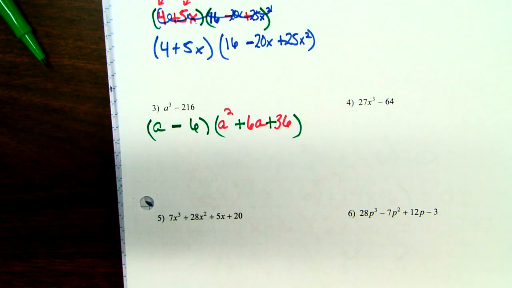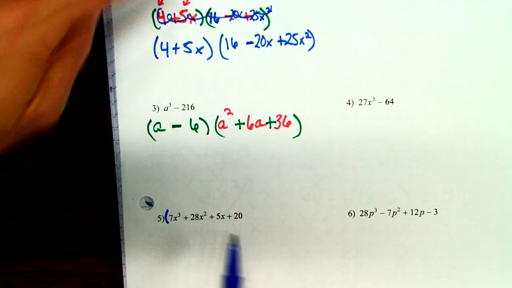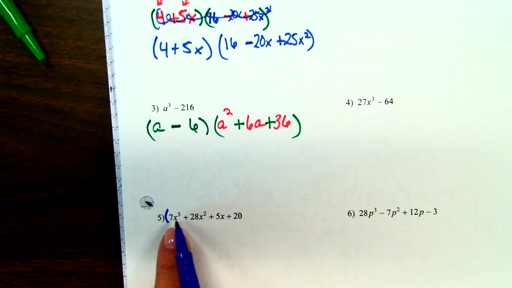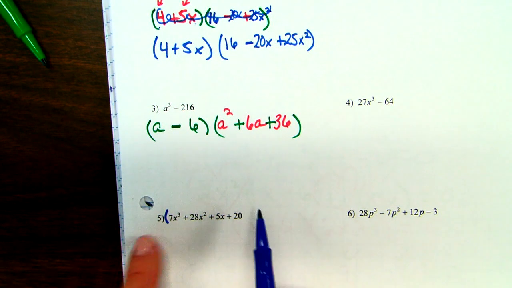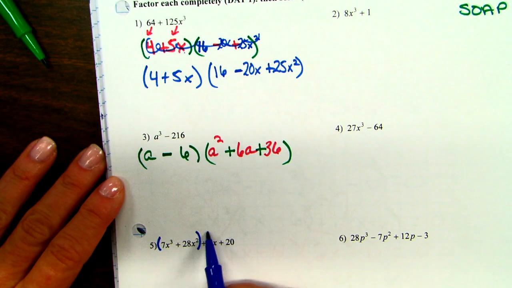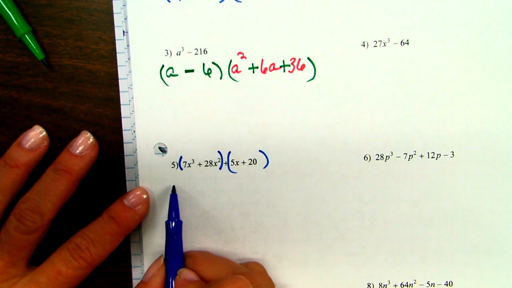If you're okay with going out of order, I'm going to do number 5 with you. Immediately, guys, look at the difference in these problems. This has 4 terms. Even though the first term is cubed, this is not the sum or difference of 2 cubes. There's too many things going on here. These SOAP problems should just have 2 things going on, something plus or minus something. This is grouping. GCF.